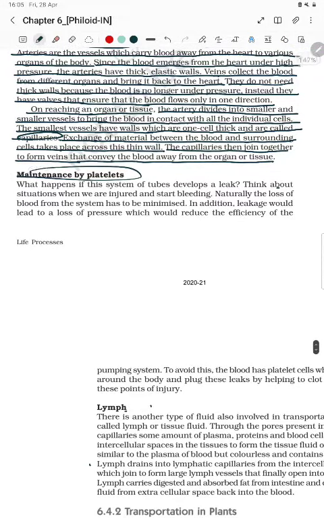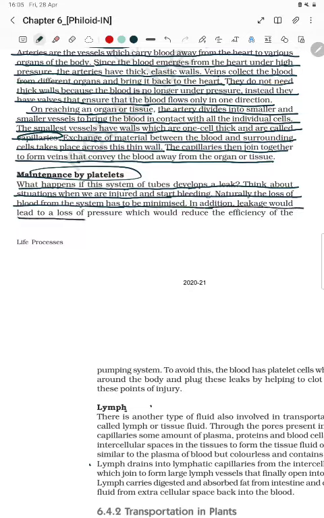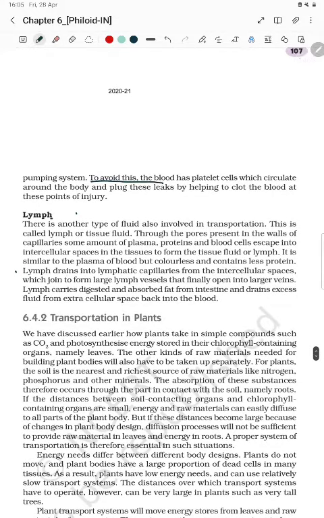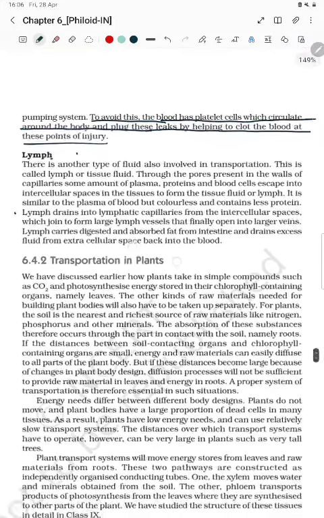Maintenance by platelets. What happens if this system of tubes develops a leak? Think about a situation where we are injured and start bleeding. Naturally, the loss of blood from the system has to be minimized. In addition, leakage would lead to a loss of pressure, which would reduce the efficiency of the pumping system. To avoid this, the blood has platelet cells which circulate around the body and plug these leaks by helping to clot the blood at these points of injury.